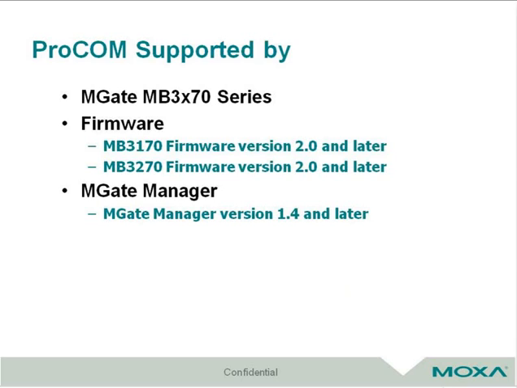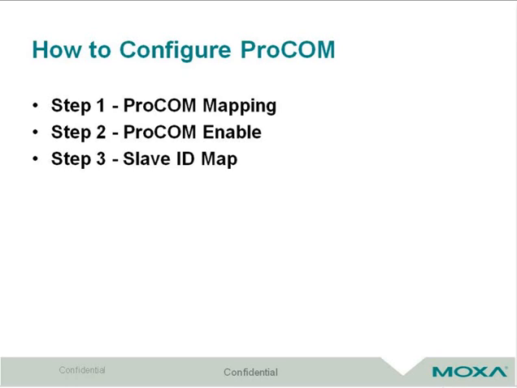PROCOM is supported by the advanced MB3000 Series. Firmware version should be version 2.0 and later. MGate Manager version should be version 1.4 and later. This is a convenient function and also easy to configure. There are only 3 steps to set it up. Step 1, PROCOM mapping. Step 2, PROCOM enable. Step 3, slave ID map.